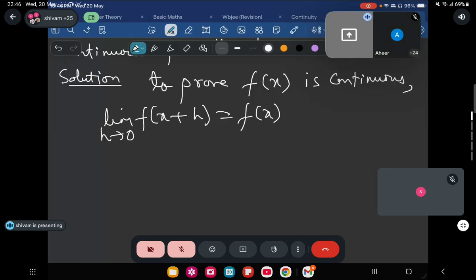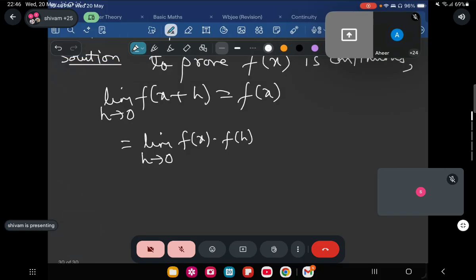Okay. So over here, f of x plus h will be equal to f of x into f of h. Limit h tends to 0, f of x into f of h. Right. Next, can I take f of x outside? Because f of x is a constant. If h is a variable, f of x is a constant. It will be equal to f of x into limit h tends to 0, f of h.